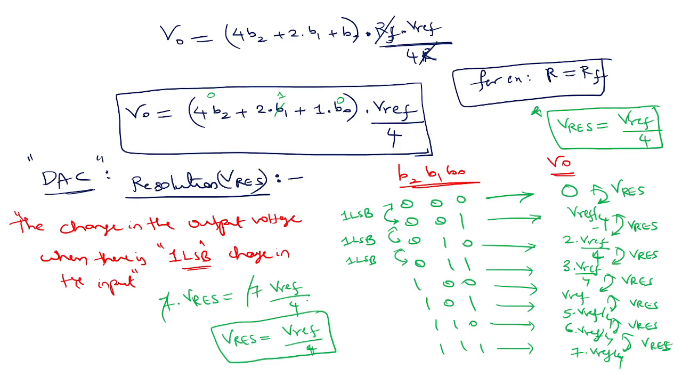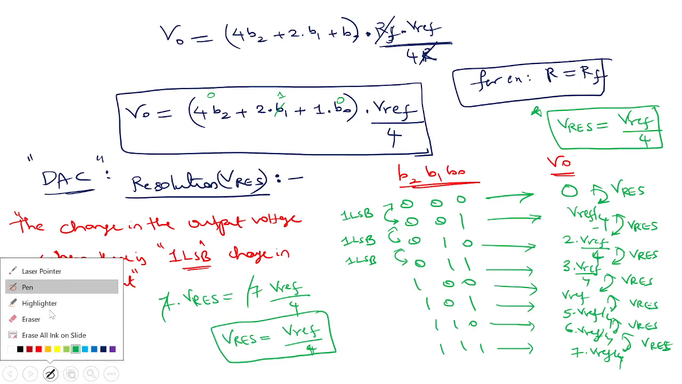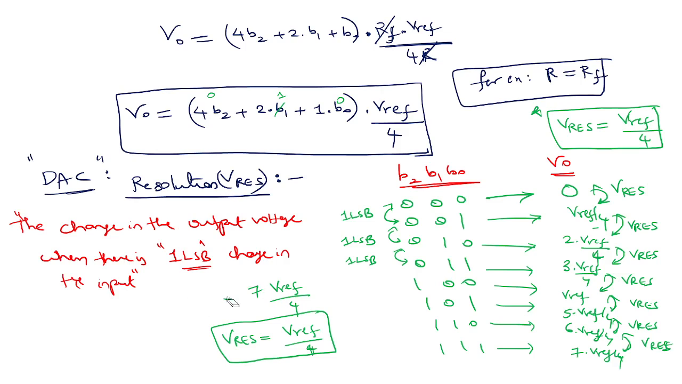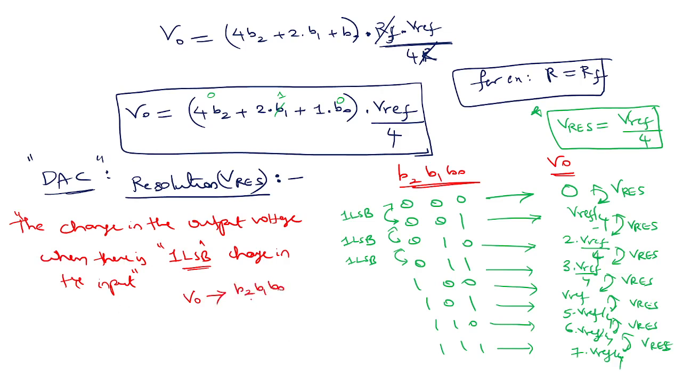Now, what is the other parameter? That is VFS. What is full scale voltage? This everyone knows, right? Simple definition. So what is the output when all the inputs are 1, 1, 1? Here we know already. So the output corresponding to this is nothing but VFS. So according to this, V full scale is nothing but 7 times V reference by 4.